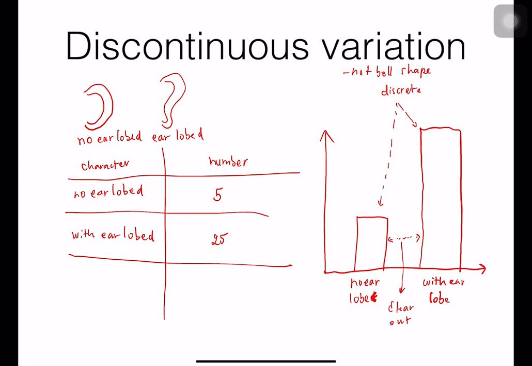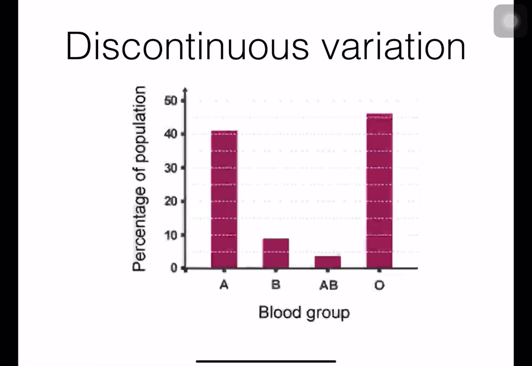And this is an example of the discontinuous variation that is controlled by the blood type. The blood type here represents 3 alleles.